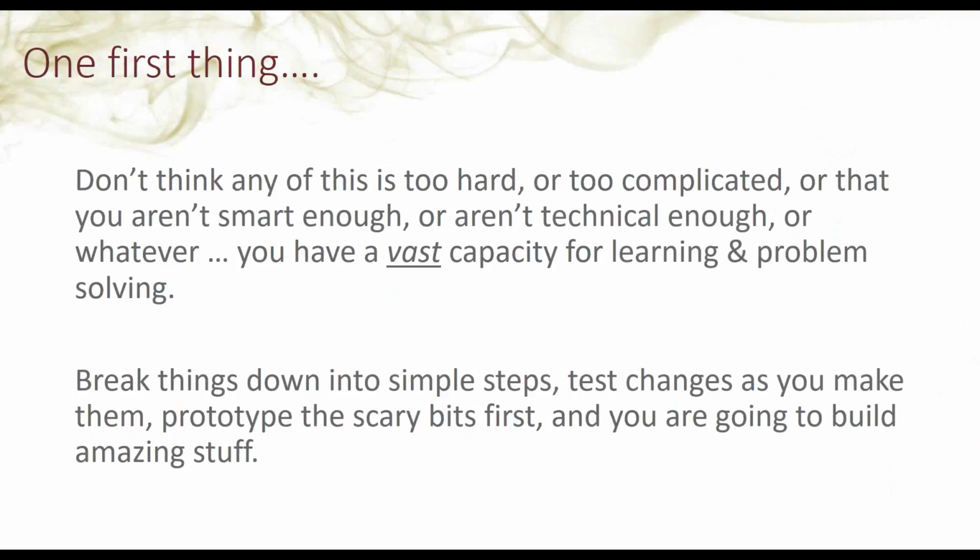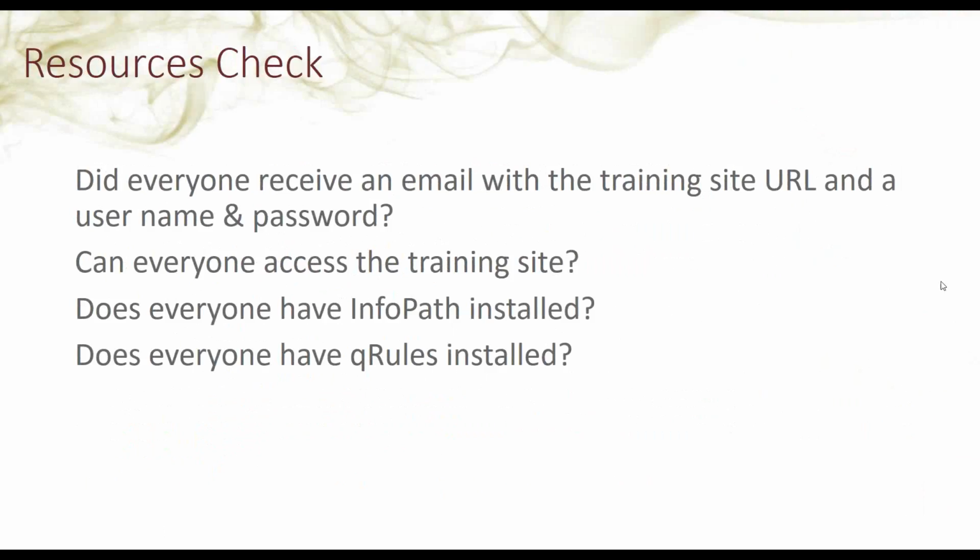Okay. So we know everybody's gotten an email with a training site URL and username and password. We know where we're at as far as accessing the training site. Hopefully you guys both have InfoPath installed. If you do not have qRules installed, I have a trial version up on the training site that you can download as soon as you can access that. But if you don't have qRules, you need qRules, let me know. I'll make sure you've got a copy, okay?